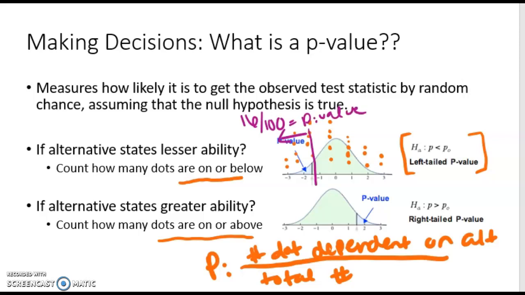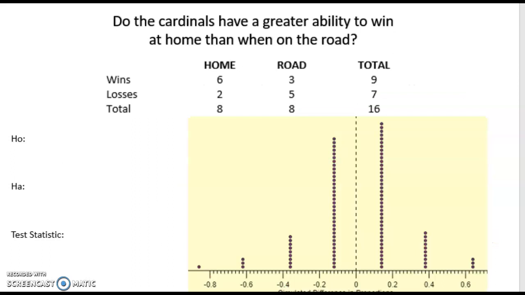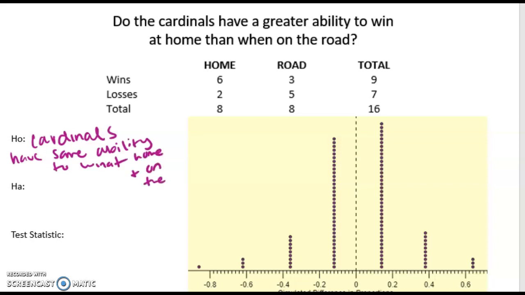Okay, here's an example using the Cardinals. Back to the Cardinals. I hope you guys love baseball. We already talked about our null hypothesis and alternative hypothesis in the last lesson, but let's write them one more time. The null: the Cardinals have the same ability to win at home and on the road. For our alternative hypothesis, we want to see if they have a greater ability to win at home than on the road.